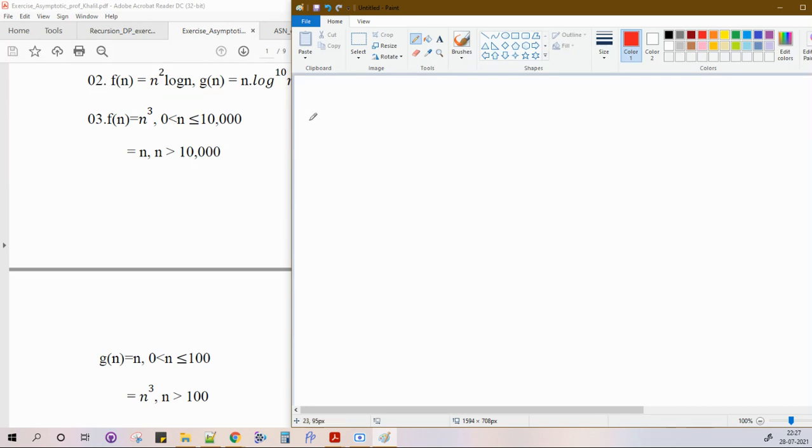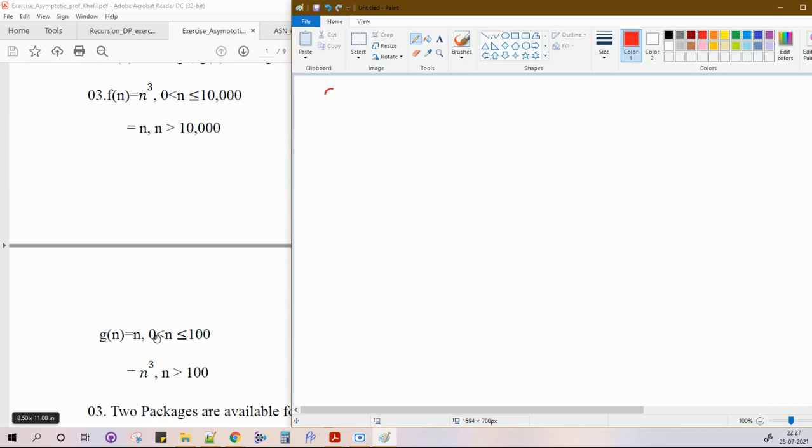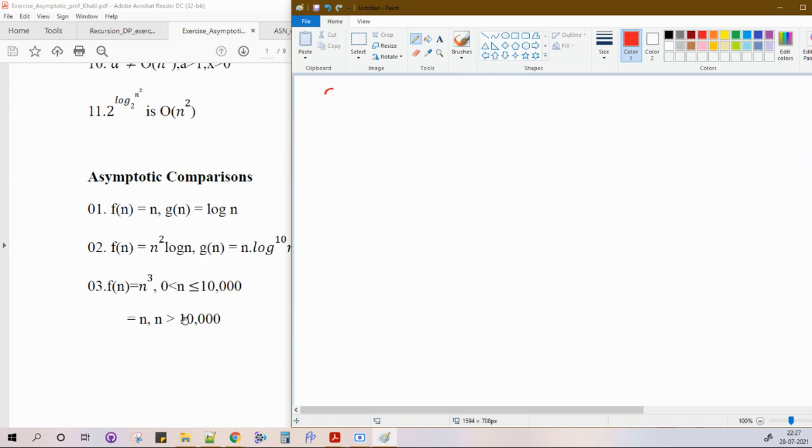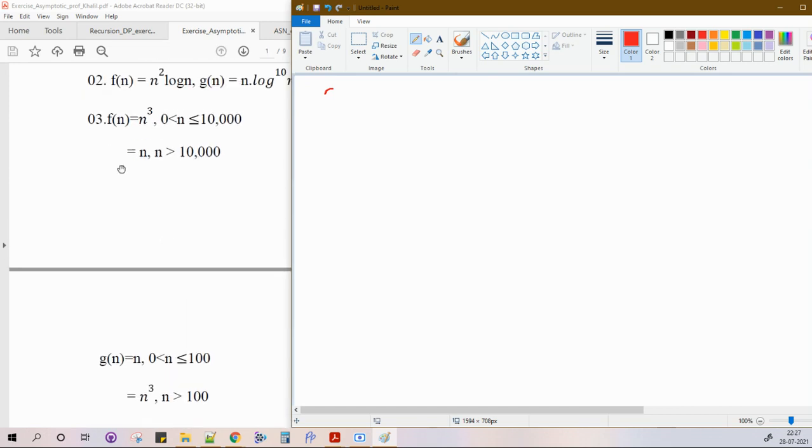So let's see. What they are saying is f is defined something like this: n cube and n, where it is n cube when n is between 0 and 10,000. After 10,000, it is n. Right, now what is g of n? G of n is nothing but n when n is less than 100, right? And after 100, it is n cube. Now they are asking us to compare these two functions, like whether f is order of g or g is order of f. Basically, after some point, one is lower bounded or upper bounded by the other function, right? So how can we tackle this kind of question?